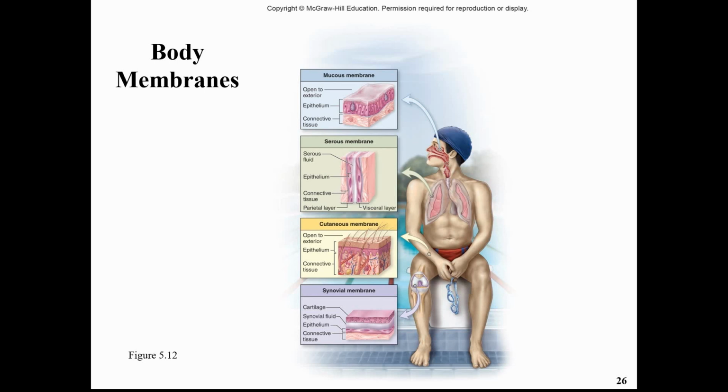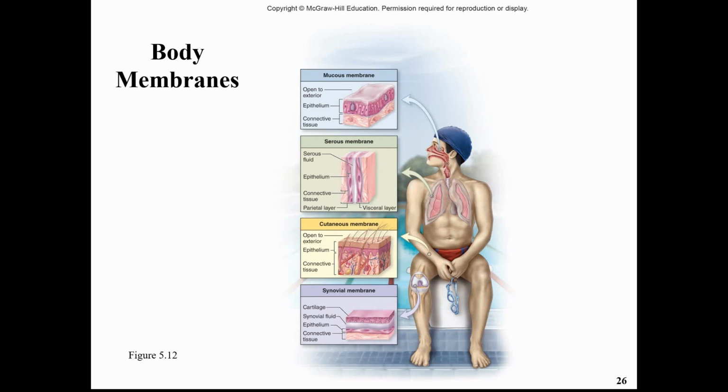Serous membranes line body cavities that do not normally open into the outside environment. Serous membranes are typically simple squamous epithelial cells. They produce a thin, watery secretion called serous fluid, and that helps to reduce friction between the different membranes. Now, each serous membrane comes in a pair. The outermost of the pairs is called the parietal layer. The innermost of the pair is called the visceral layer.